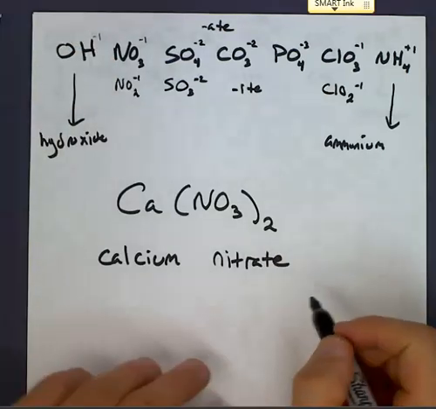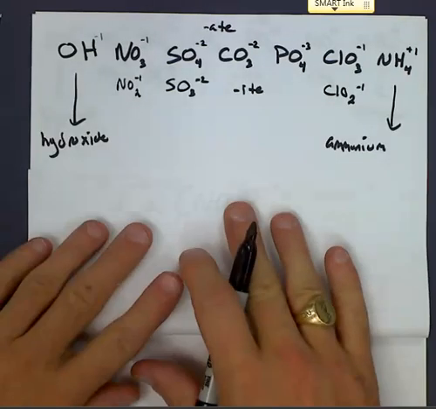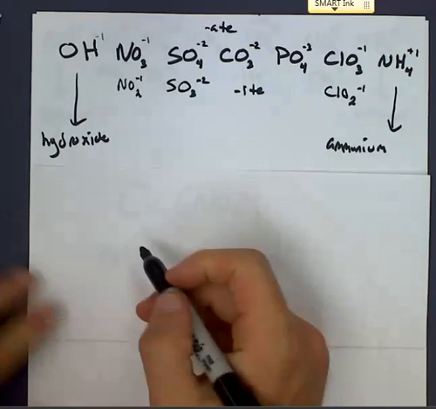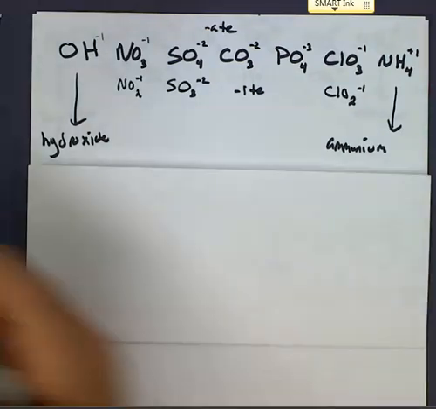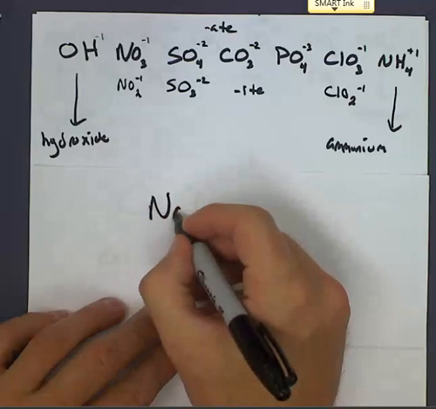Let's see one that gets a little bit more complicated. We'll fold the paper up, leave our polyatomic ions visible, and see how we're doing. So let's look at this next one. We'll try NaOH.